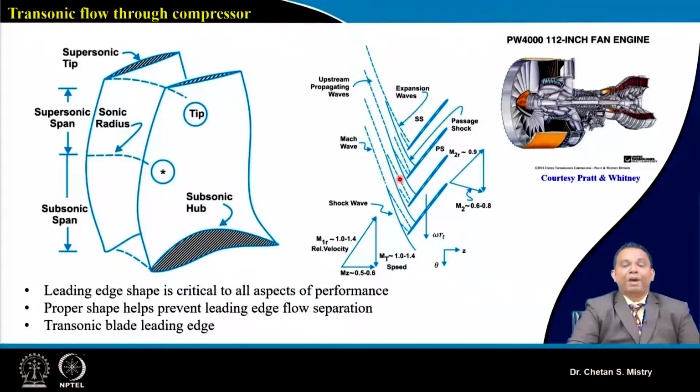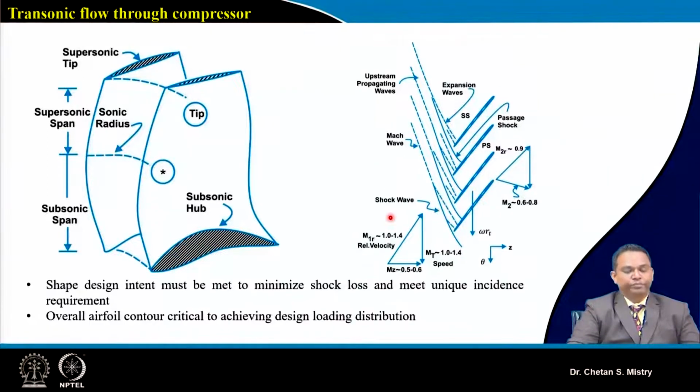you can say one leg of the shock that is formed is a bow shock, which is moving away from my blade, and the second leg will be striking the suction surface of the next coming blade. This is nearly a normal shock kind of configuration. Sometimes people call that a passage shock. And this is how my flow will be entering inside.